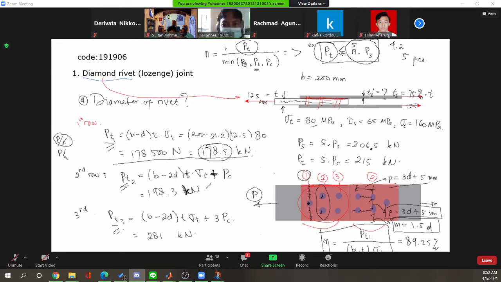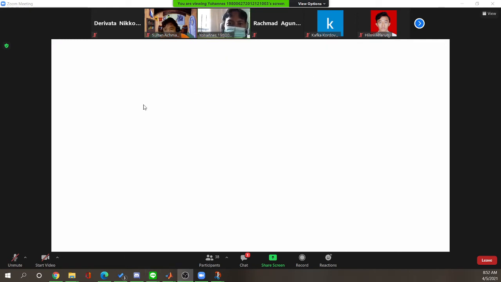Okay, let's start our discussion again. I will clear this whiteboard and let's have another example, okay, to make it clearer for us how to design this rivet joint. So, for example, here we have to design a single lap joint, okay, with a plate of 200 millimeters of width with 10 millimeters of thickness.